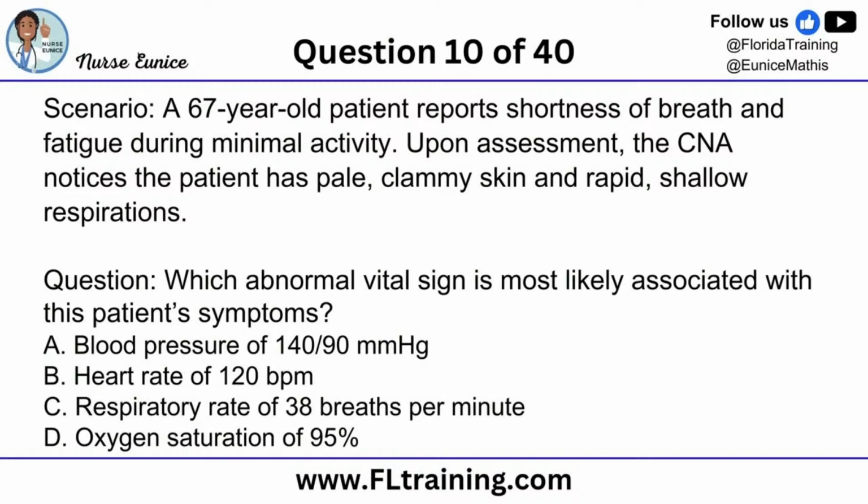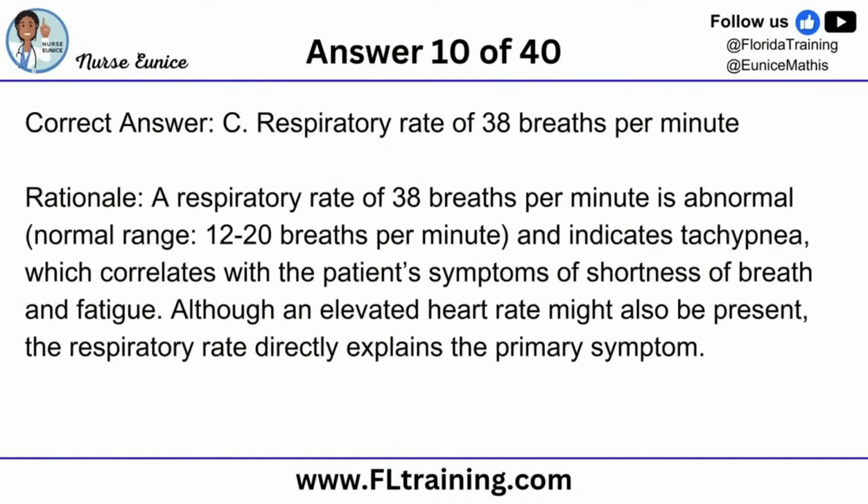This one was a more complicated one. So the person has pale, clammy skin, rapid, shallow respirations. Which of those abnormal vital signs would most likely be associated with that patient's symptoms? And let's see. We're torn between C and D. And if you chose C, you have it. Oh, she is hyperventilating. Her respiratory rate is 38 breaths per minute.